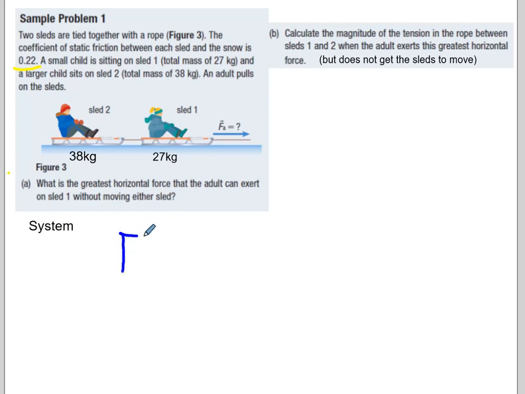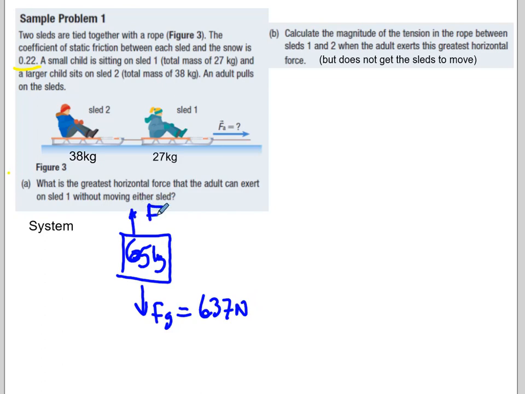So I'm going to draw this here. This is my 38 kilograms plus 27 kilograms. That's going to be 65 kilograms as a system. Now if I find my F_G, 65 times 9.8, I'm going to get 637 newtons. Now again, the sleds are not jumping up into the air, so my normal force will also be 637 newtons because they're in equilibrium.